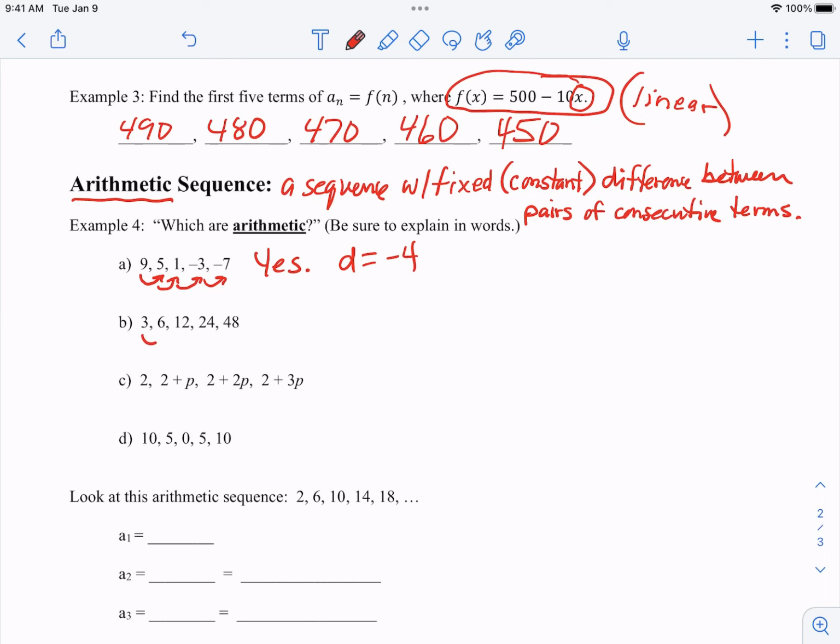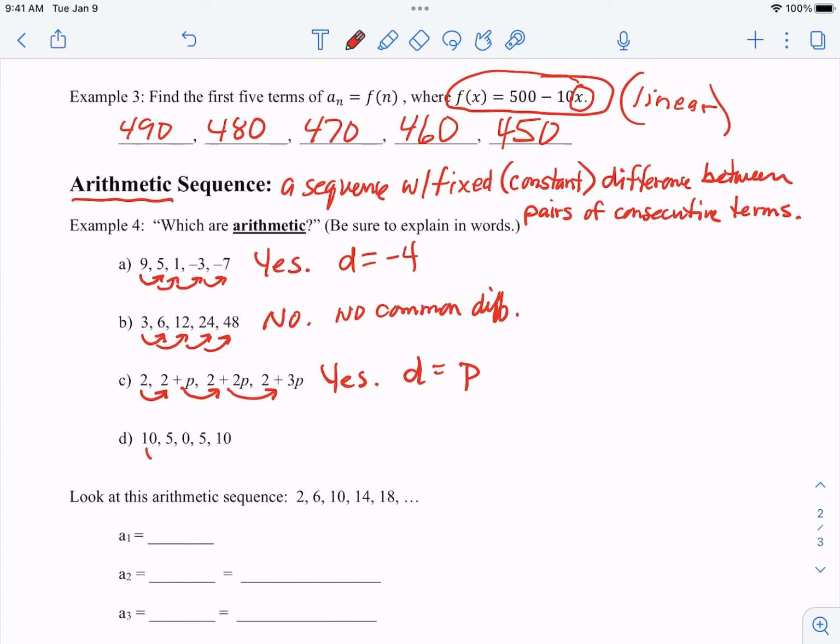Number 2, we're going up 3, we're going up 6, up 12, up 24. So no, that's not arithmetic because there is no common difference. You have different differences, and that is not arithmetic. This next one is a little more algebraic. Between the first term and the second term is p higher. The third term is p higher than the second term, and the fourth term is p higher than the third term. So yeah, technically this is arithmetic. The common difference is whatever p happens to be. We're assuming p is a number. It could be negative, it could be positive, but as long as it's a number, that would be arithmetic.